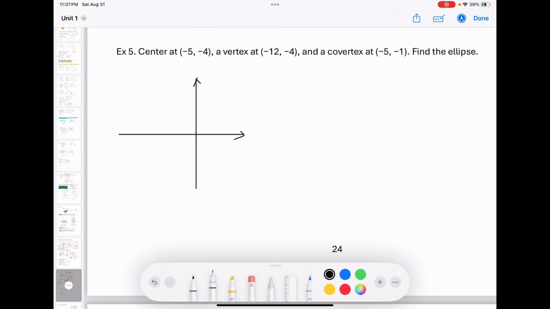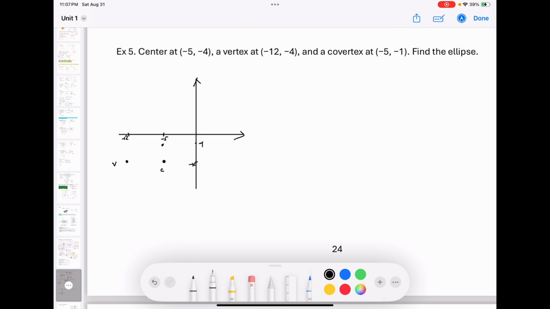Okay, first let's redo it. Negative 5 and negative 4. So this is my center. And then vertex is negative 12, negative 4. So this is negative 12. And then this is negative 4. So this is my vertex. And the co-vertex is negative 5 and negative 1. So this is negative 1. And then this is my co-vertex.